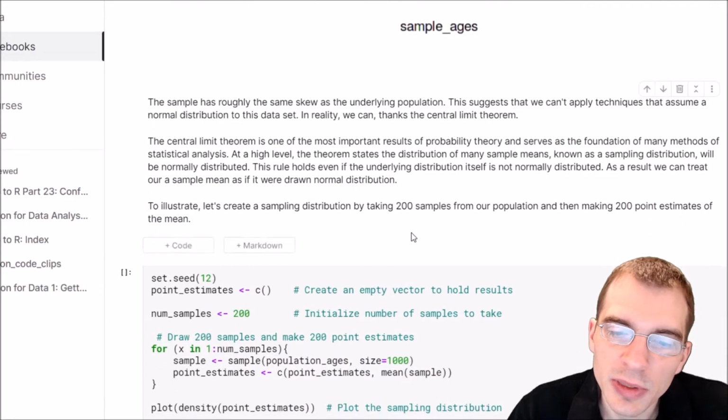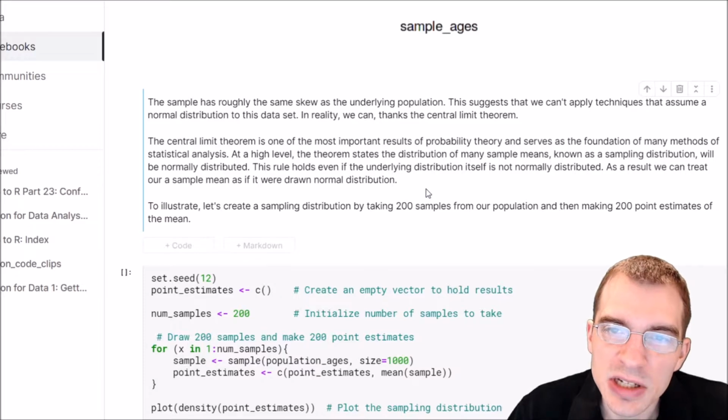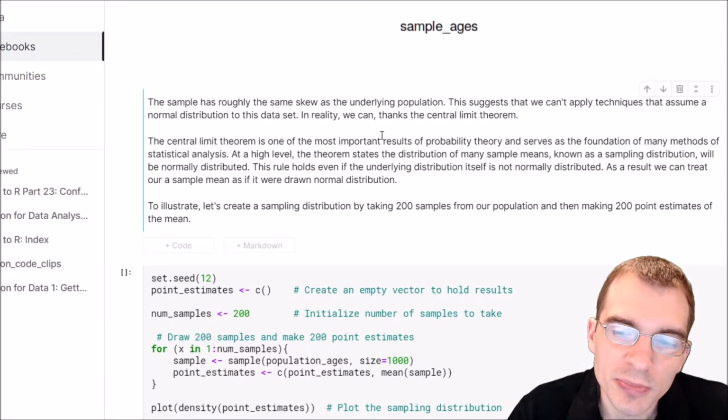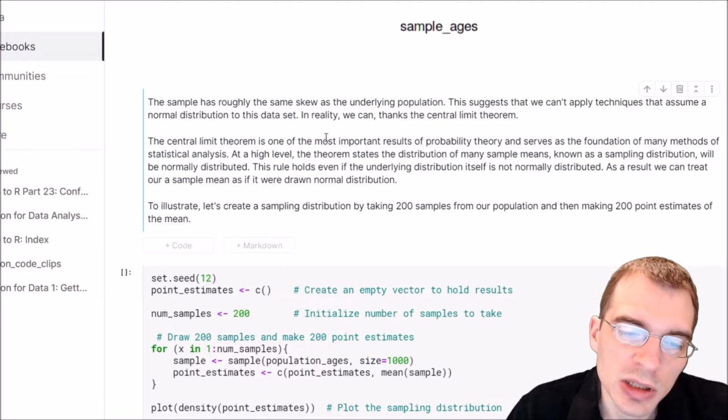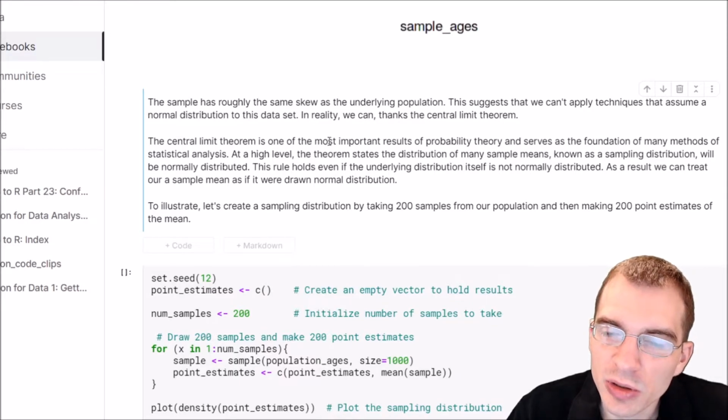The central limit theorem is one of the most important results in probability theory and serves as the foundation for many methods in statistics. At a high level, the theorem basically states that the distribution of many sample means, known as the sampling distribution, will be normally distributed. This rule holds even if the underlying distribution you're sampling from is not normally distributed. As a result, we can treat our sample mean as if it were drawn from a normal distribution, even though the underlying population that it was drawn from might not be normally distributed.